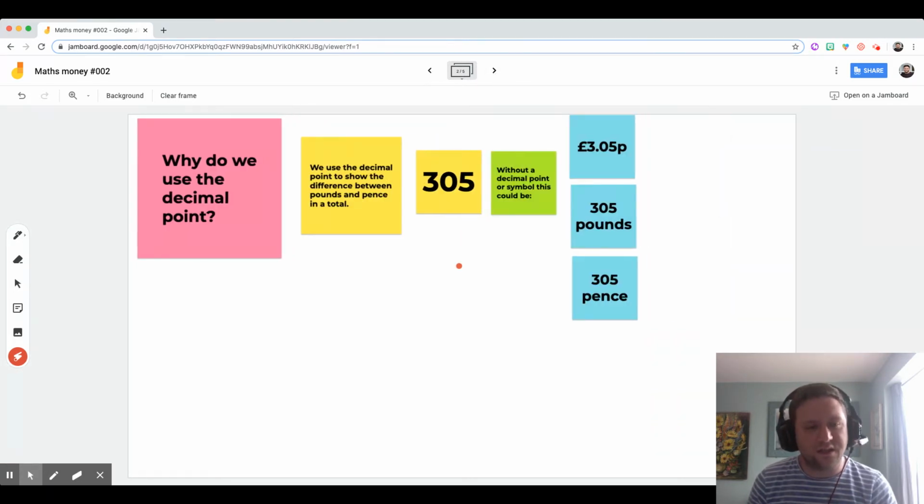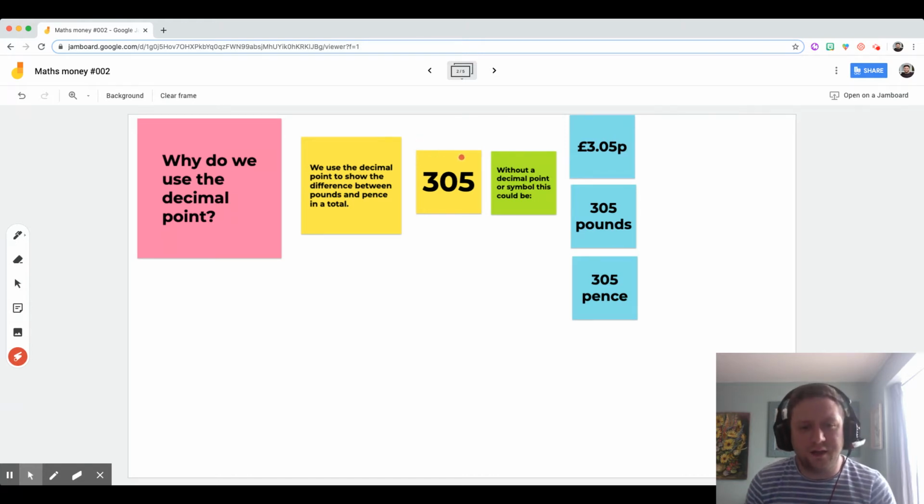The second thing we need to think about is, why do we use the decimal point? The decimal point is that symbol that looks like a full stop that's in between some of the digits when we're talking about money. So we use this decimal point to show the difference between pounds and pence in a total.